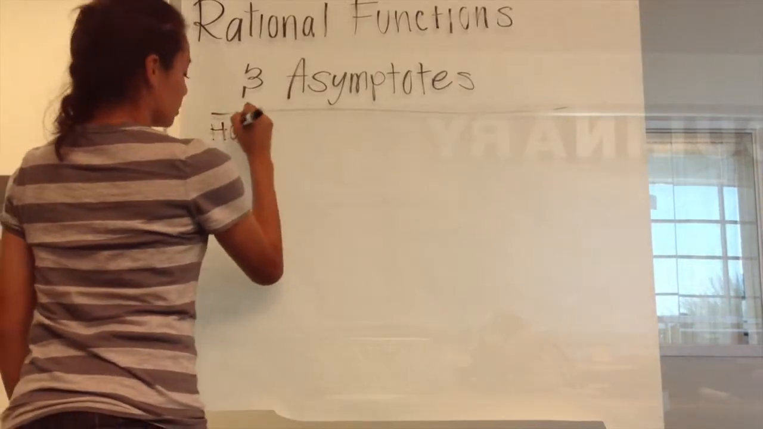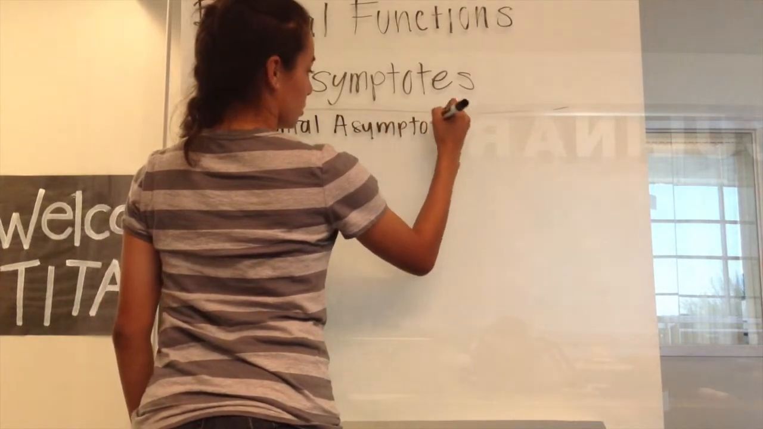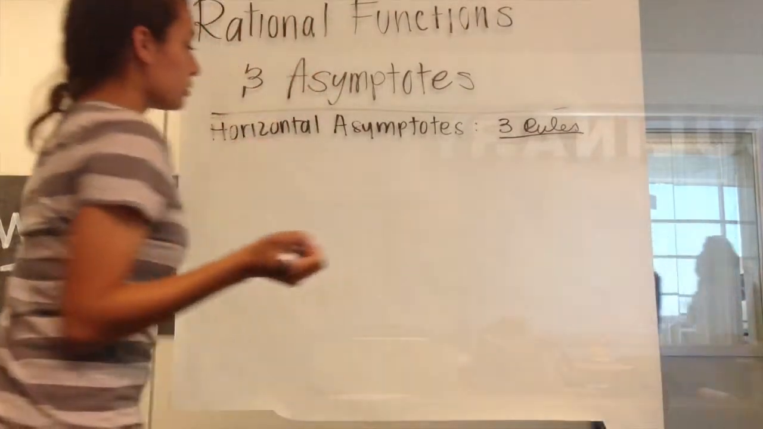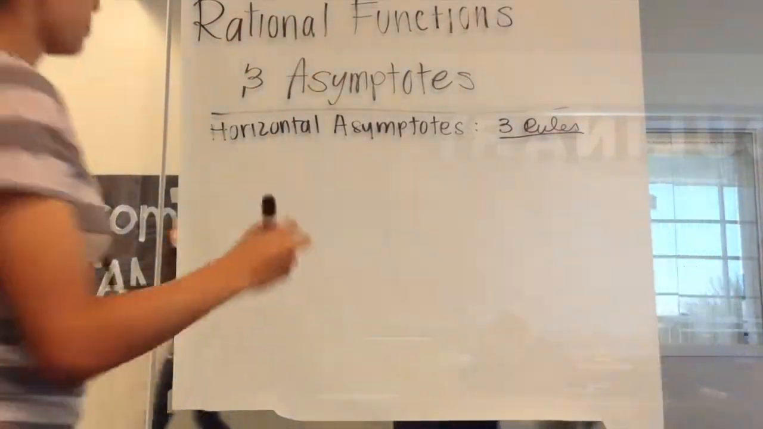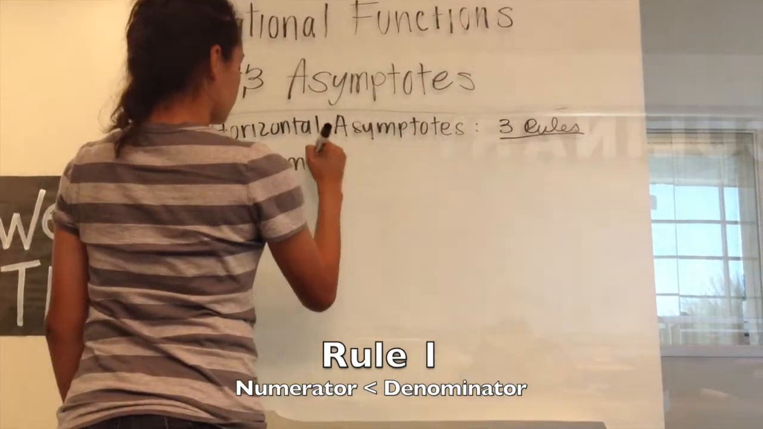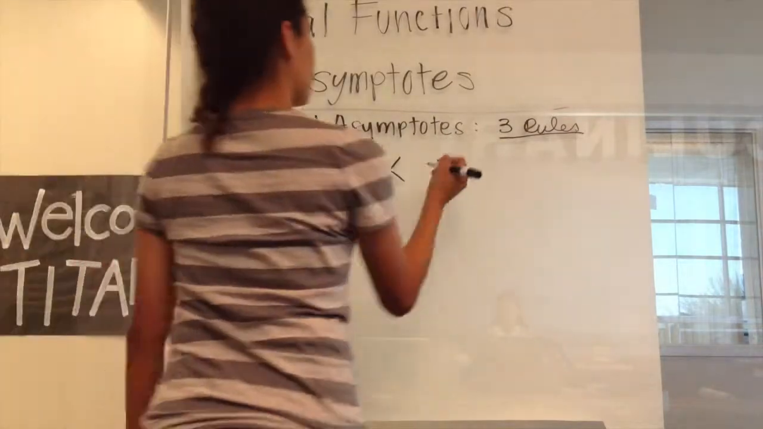Hello guys, today we're going to learn about rational functions and asymptotes, and this is the first one, so we're going to learn about the horizontal asymptotes and the 3 rules it has. Alright guys, we're going to start with rule number 1, and that's if the numerator's degree is less than the denominator's degree. So this would be like if the exponent on the top is smaller than the exponent on the bottom.